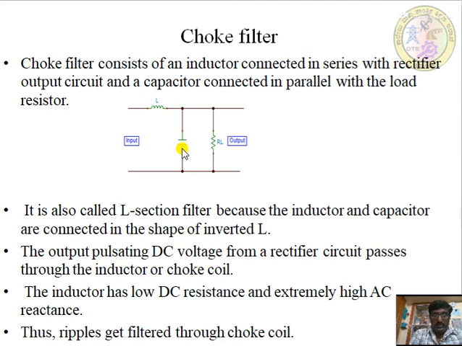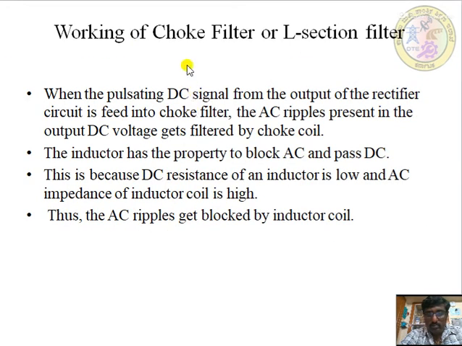The output pulsating DC voltage from a rectifier circuit passes through the inductor or choke coil. The inductor has low DC resistance and extremely high AC resistance or reactance. Thus, ripples get filtered through the choke coil. Why do you require a choke coil? To remove the ripples. Okay, so next, the working of a choke filter or L section filter.